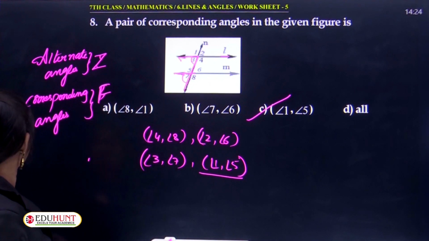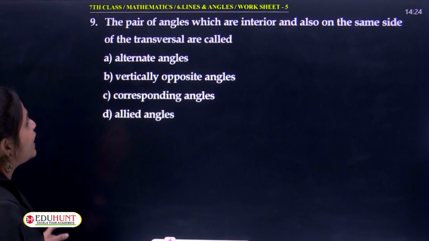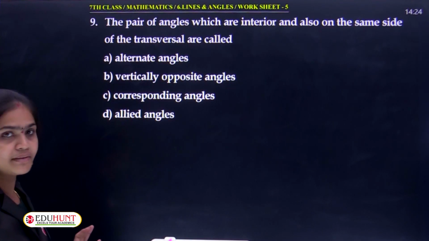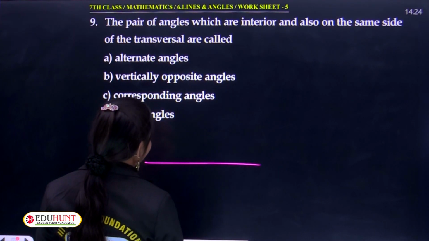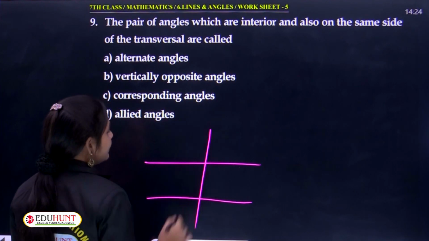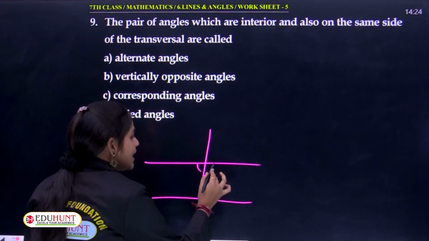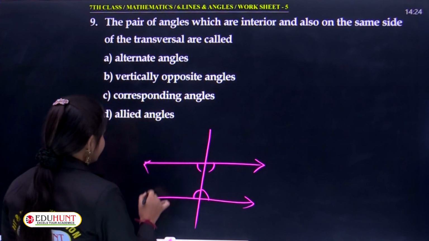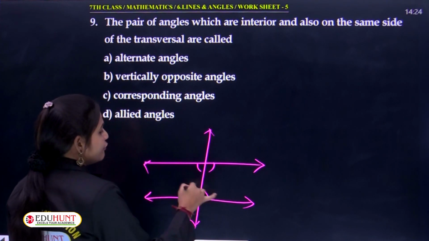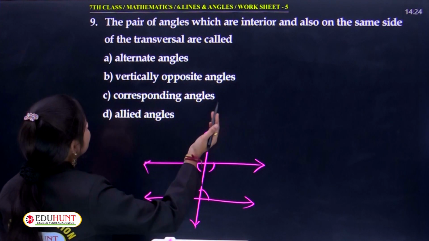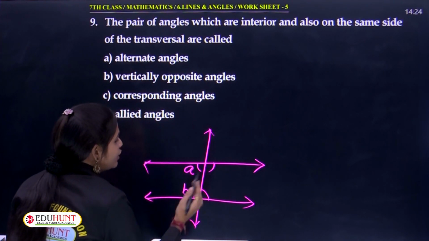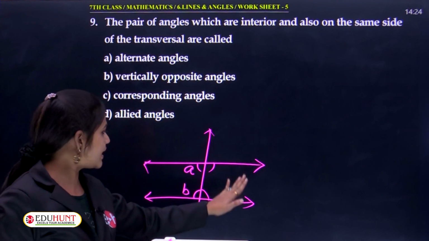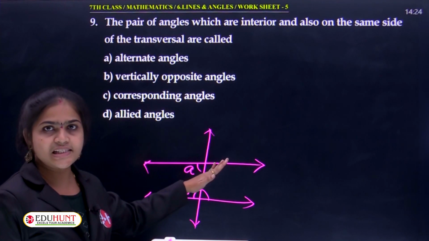Clear? Next, 9th one. The pair of angles which are interior and also on the same side of the transversal are called. Interior angles means how many angles are there? Here 4 interior angles are there, and they also lie on the same side of the transversal. Same side of the transversal means A and B. Or if you want to take some other, what will we call those 2 angles they are asking?